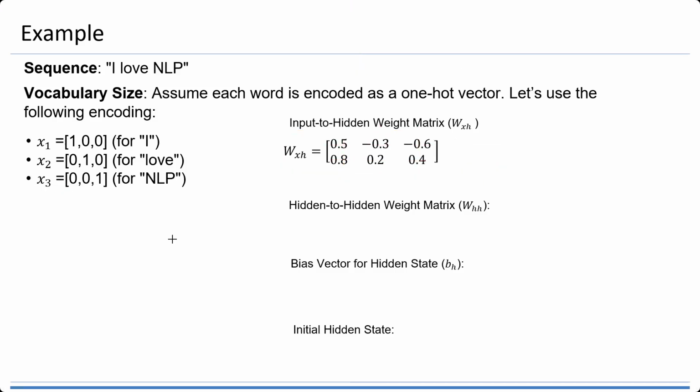And as I mentioned before, this is randomly generated. There are many algorithms to do the random generation for this kind of weight. Let's suppose we have this weight. After we have all the weights, this is the weight for hidden to hidden, this is the bias, and this is the initial hidden state. For the initial hidden state, you can determine it based on your data, but usually we can start from 0.